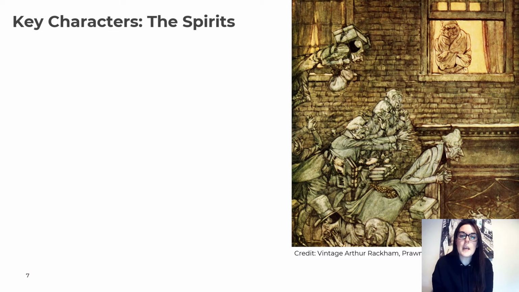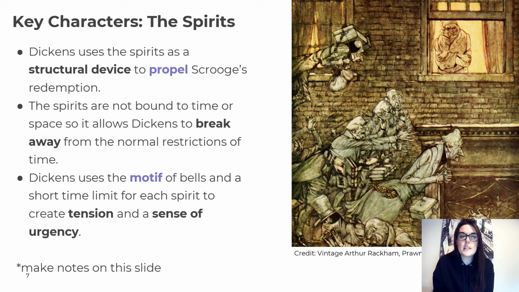Okay, so you might want to make some key notes here. You don't have to copy everything down, but you know how to make notes. So we're going to be looking at the spirits. So the spirits are a structural device and they propel Scrooge's redemption forward. And the reason he uses them is that they're not bound to time. So it all happens in one night. And Dickens can break away from those normal restrictions, and he uses the motif of the bells and the short time limit for each spirit to create tension and a sense of urgency.